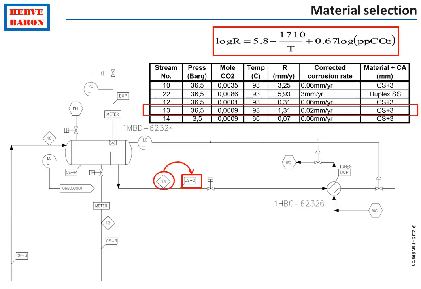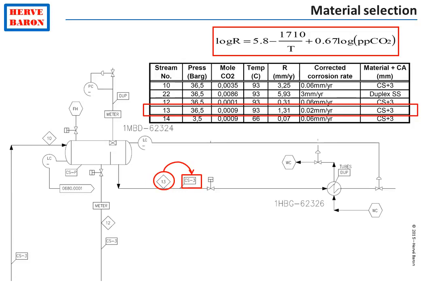The required input data for this calculation are shown on the heat and mass balance. Indeed, the heat and mass balance indicates for each of the streams the temperature, the pressure, as well as the composition. Therefore, the calculation of the corrosion rate can be done.